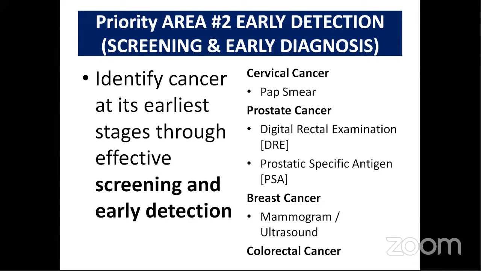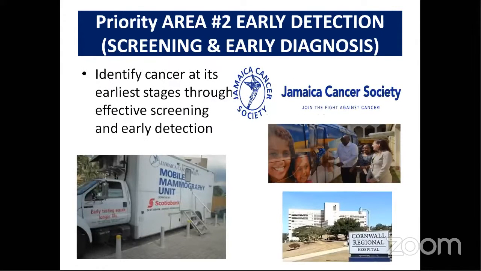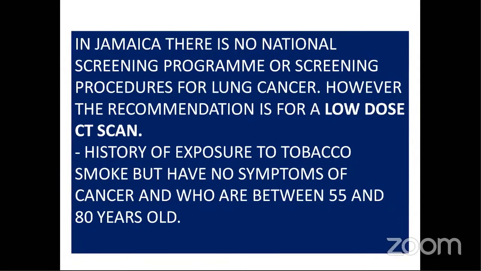These are the cancers that we have previously presented in previous days: cervical, prostate, and breast cancer, colorectal cancer. We have established the screening program for those. And these are the mobile units, private-public partnership, Jamaican Cancer Society, and our own Cornwall Regional Hospital. This is our government institution where screenings are offered.